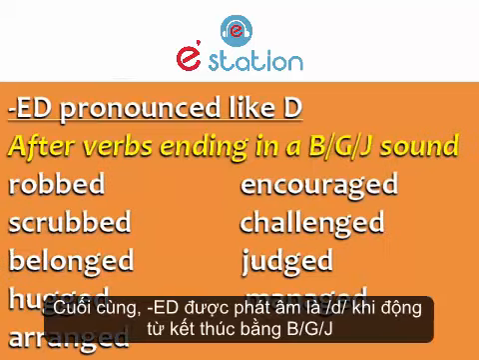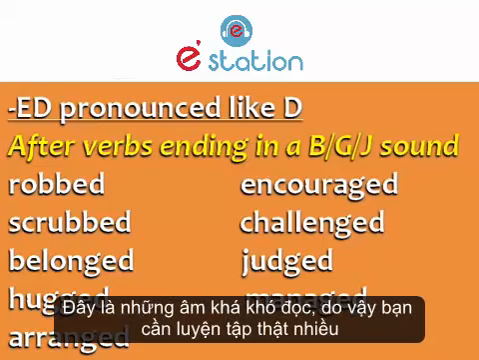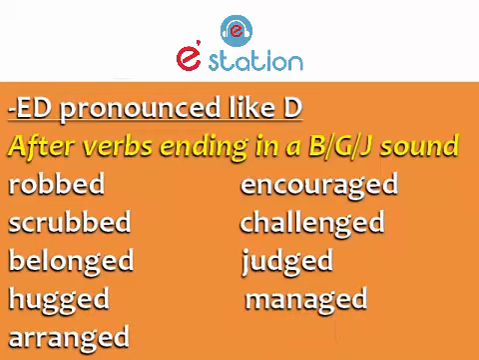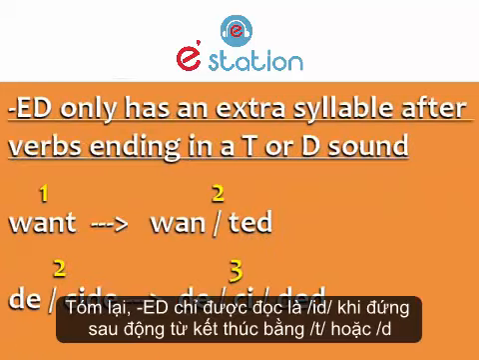Finally, ed is pronounced like D after verbs ending in a B, G, or J sound. This is one of the most difficult to pronounce, so let's practice. Robbed, scrubbed, belonged, hugged, arranged, encouraged, challenged, judged, managed. Let's review. Ed only has an extra syllable after verbs ending in a T or D sound.